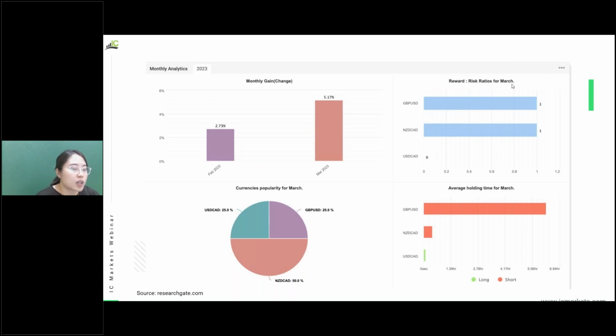Then your risk ratio for March, it'll show you as well. Other than that, you will also see monthly analytics. This is yearly, and then you can see the currency popular for March, the one that you traded the most. So GBP/USD you traded the most in February, and after that NZD/CAD is what they trade most of the time. Again, this is not my trading journal, this is Everest's trading journal. The average holding time for a trade is short or long.